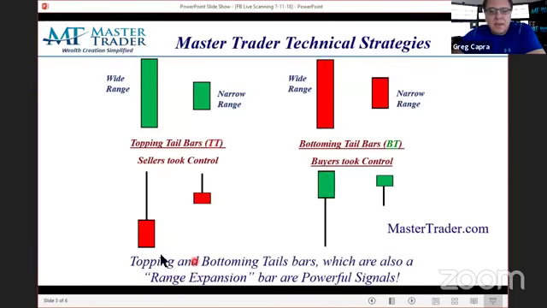And so these topping tails, and on the right here, we call them bottoming tail bars, or buyers took control. One of the things to consider is, what's the range of that bottoming and topping tail? So you see the bottoming tail on the right here, one is big and one is small.